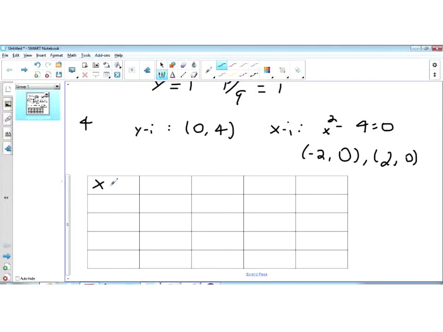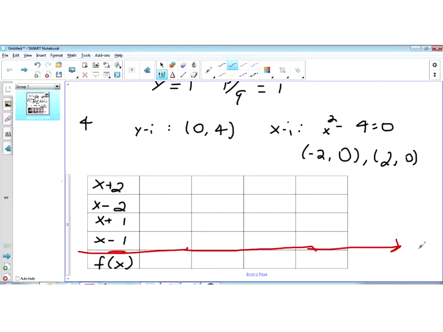So we'll have x plus 2, x minus 2, then x plus 1, and then x minus 1, and then in the last cell of the first column, we'll have our function. Next, we draw the real number line. Okay, here's our x-axis. And then on the x-axis, we plot the zeros of each of the prime factors.